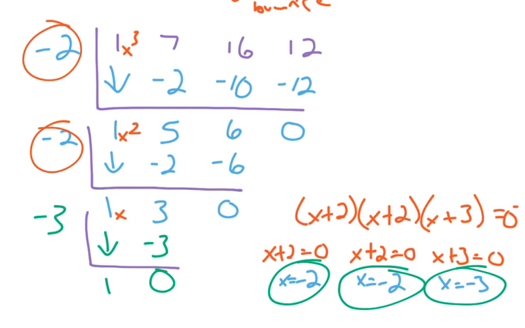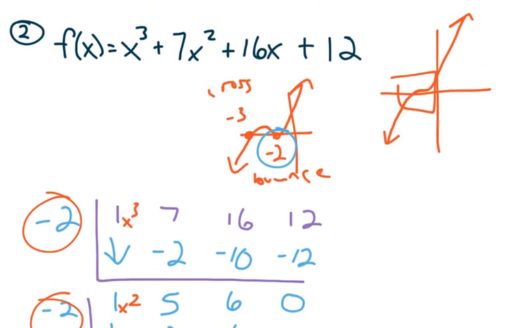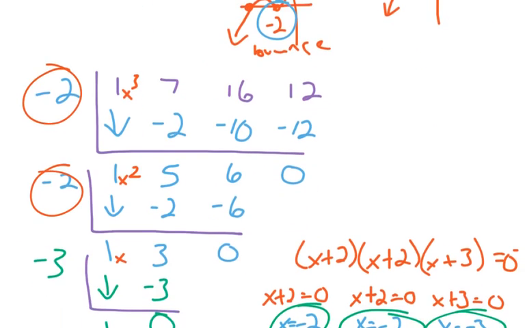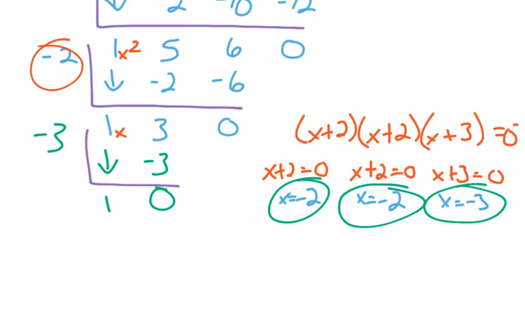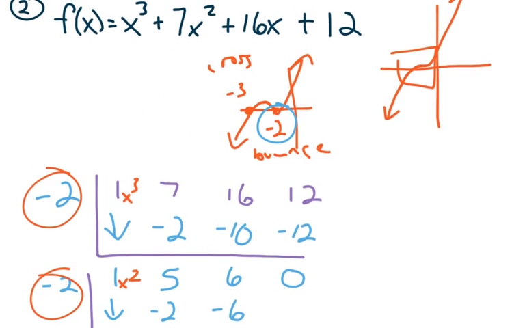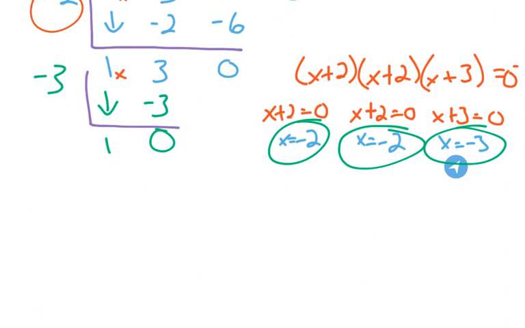solutions, and we're done. It says find the zeros of the function. We set it equal to 0. We found where it crosses and bounces on the x-axis, and we got our 3 answers. It was a degree 3 polynomial, which means 1, 2, 3 answers.